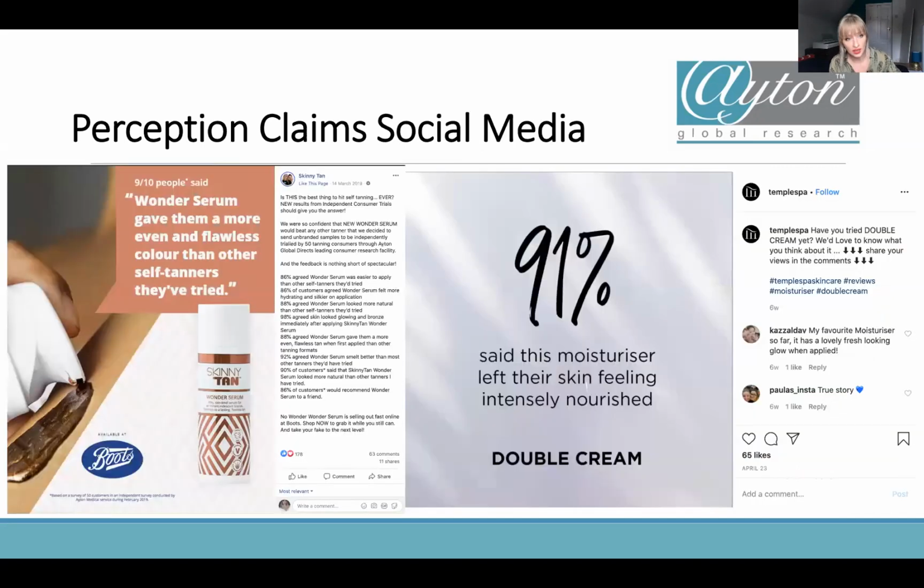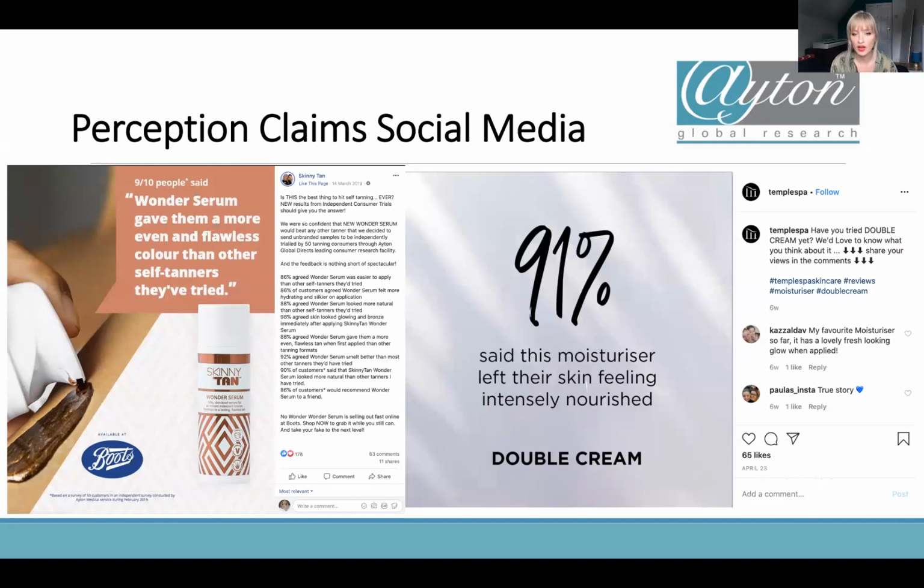Claims on social media. So again, a really effective way of marketing and really effective way of using your consumer study. So we've got things like Skinny Tan. They've got all of their consumer study claims on their Facebook post there, as well as a big claim. They're 9 out of 10. So you've got percentage and 9 out of 10 there, which is really nice.